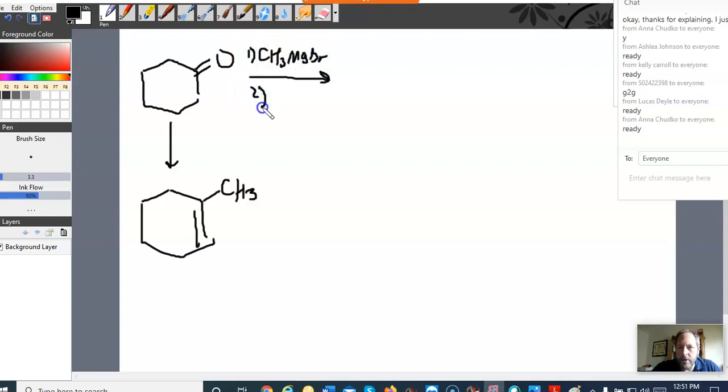The second step, now you don't have to show how to make the Grignard. I know that yesterday I went over showing you how to make it. Well, if you just need to use it in the synthesis, you don't have to show me how to make it if it's not asking for that. And then add an acid, and then remember you'll get the methyl group on there, but you will also make an alcohol.